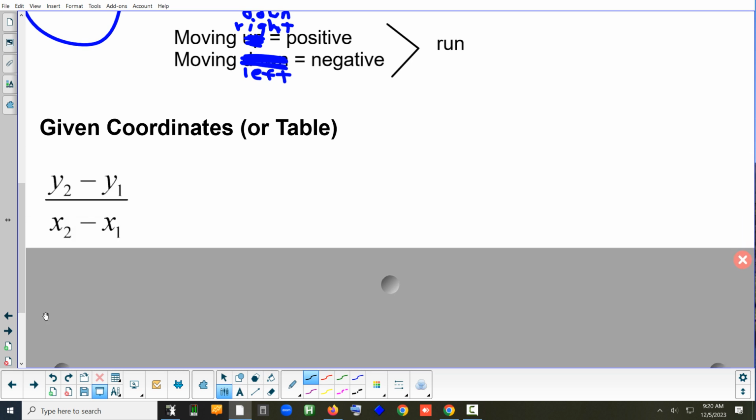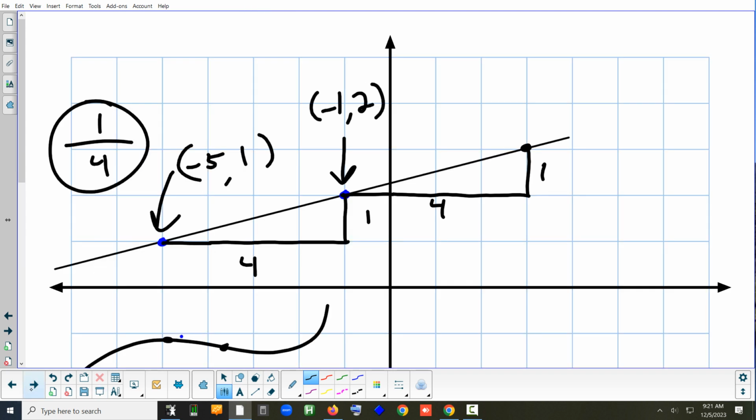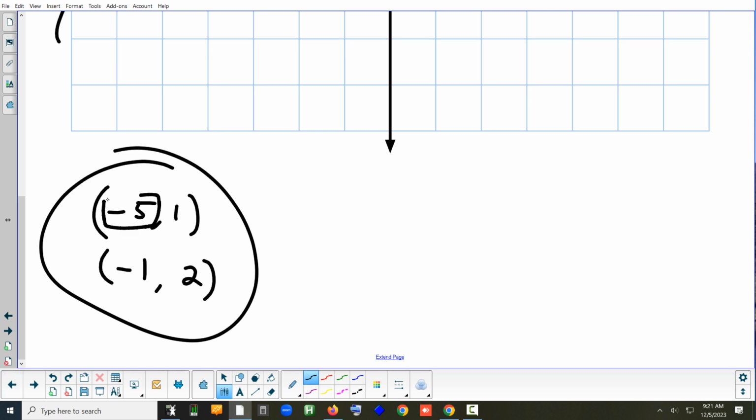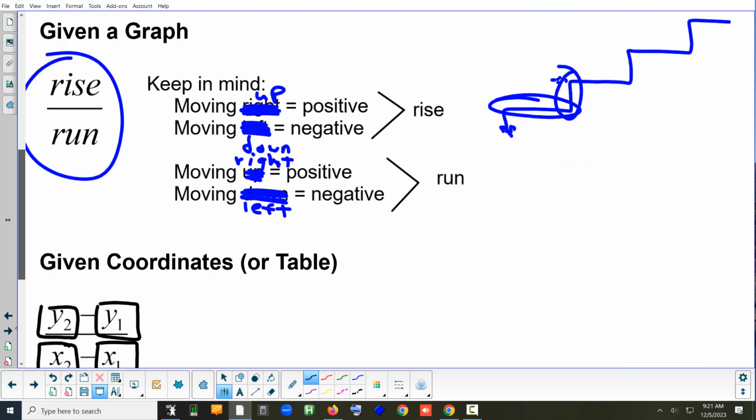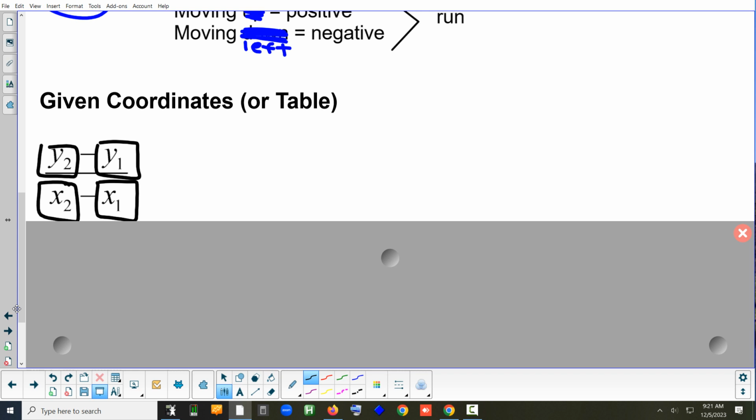So if you are given coordinates, on that first line in the table, in the box, you want to write y2 minus y1 over x2 minus x1. These 4 things that I just put boxes around would be these 4 numbers right there. So we have to take those 4 numbers and fill them in those 4 spots.